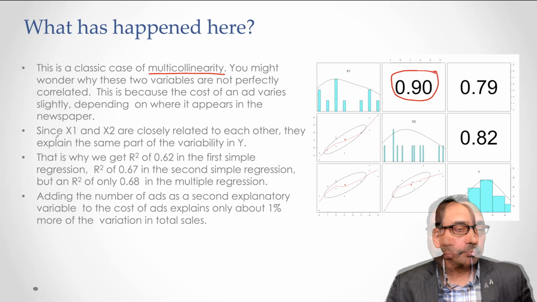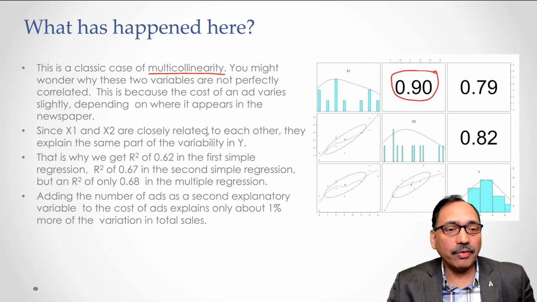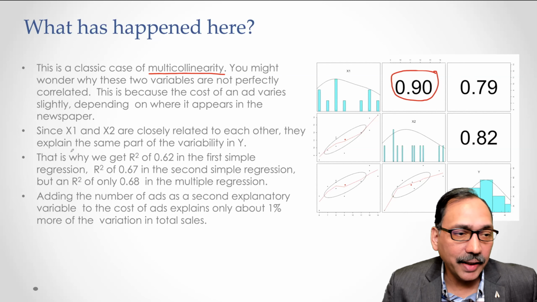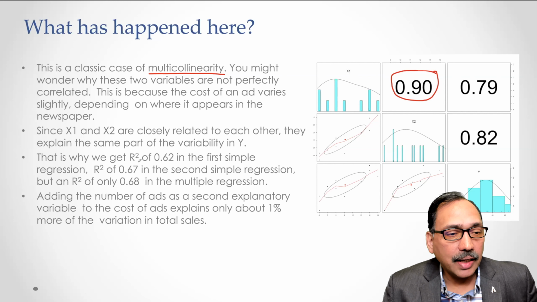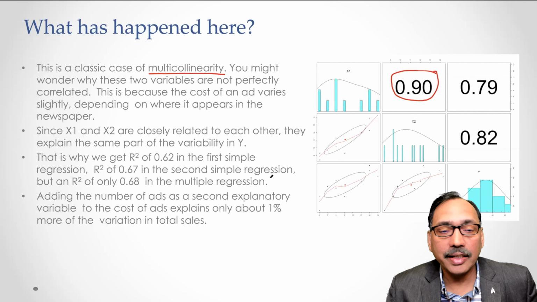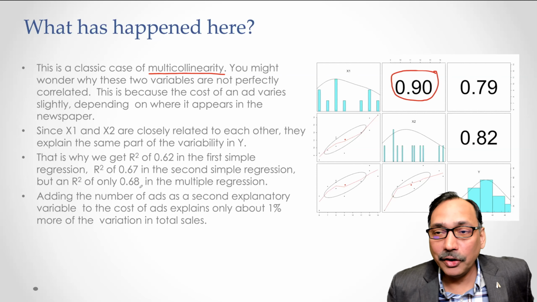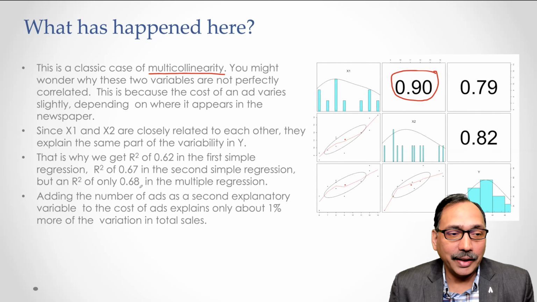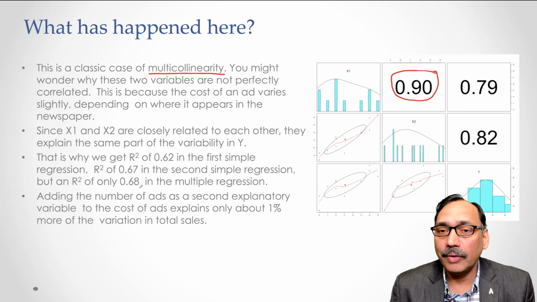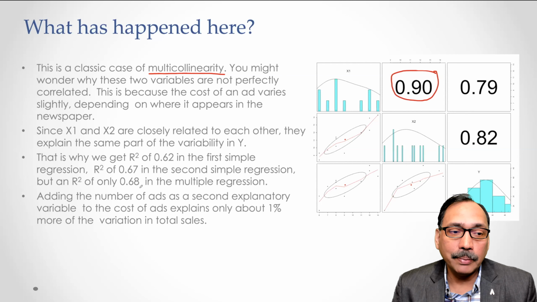You can see here, since x1 and x2 are closely related to each other, they explain the same part of the variability in y. That is why we get R square of 0.62 in the first simple regression and 0.67 R square in the second simple regression. But when you combine, we don't see a very high contribution. We only see 68% of the variability being explained, and also each of the variables not being statistically significant.